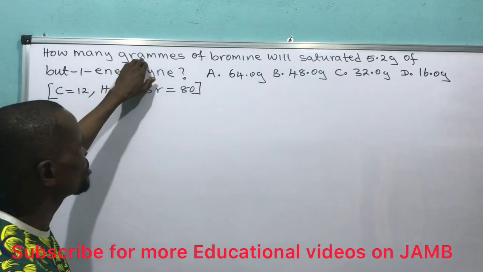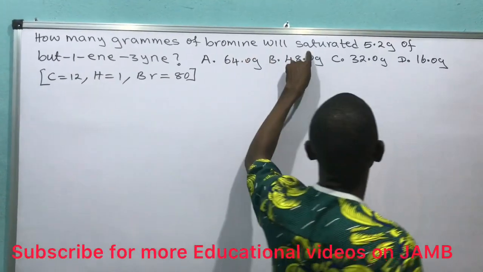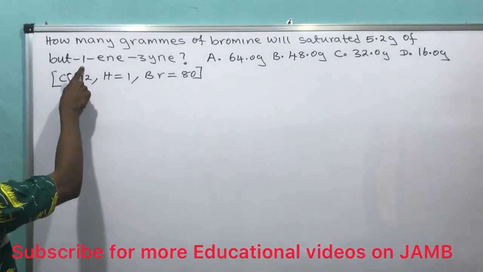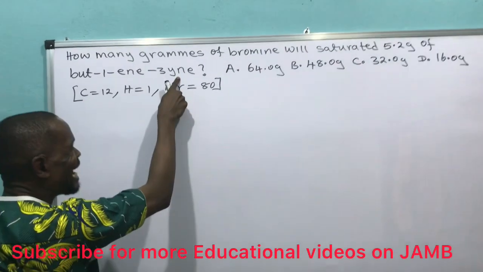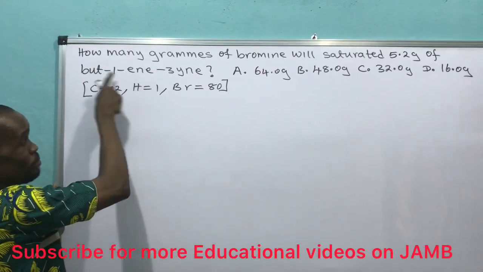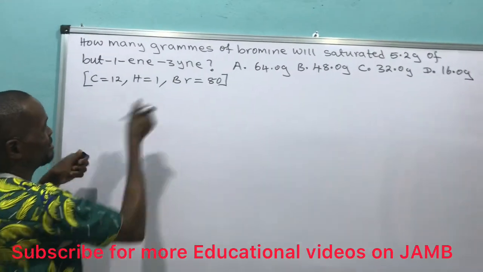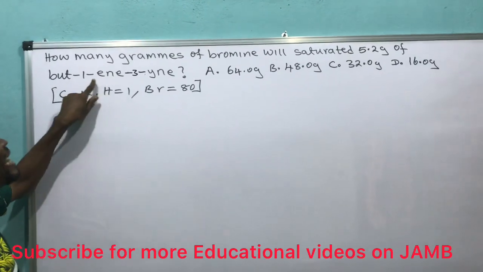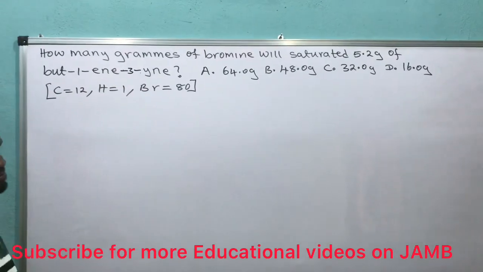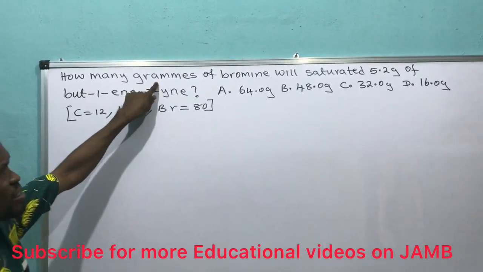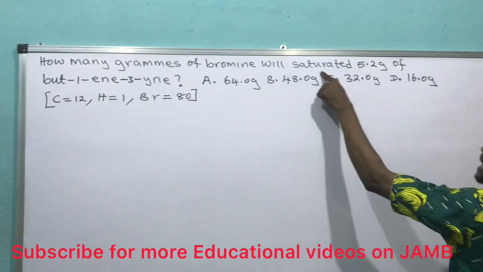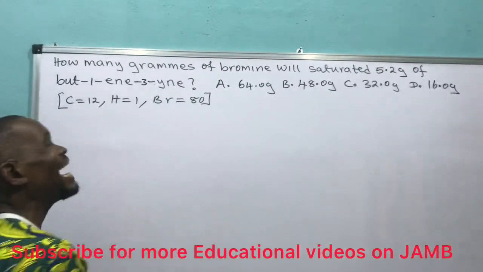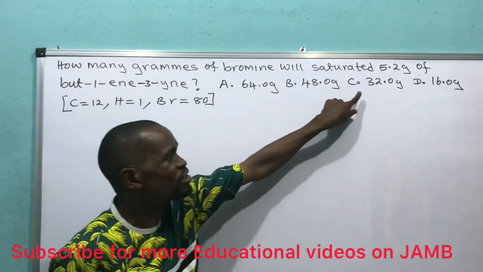How many grams of bromine will saturate 5.2 grams of but-1-en-3-yne? But-1-en-3-yne. They said, how many grams of bromine will saturate 5.2 grams of but-1-en-3-yne? They gave options A, B, C, D.